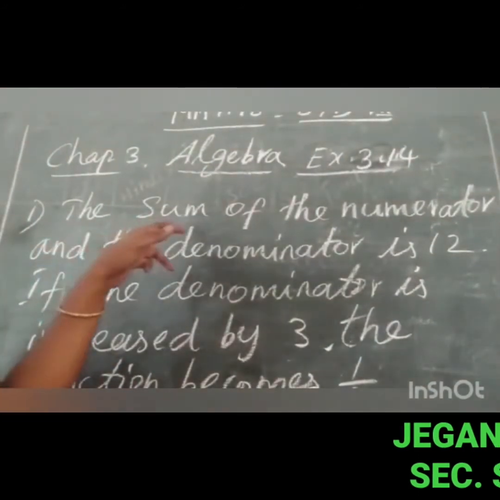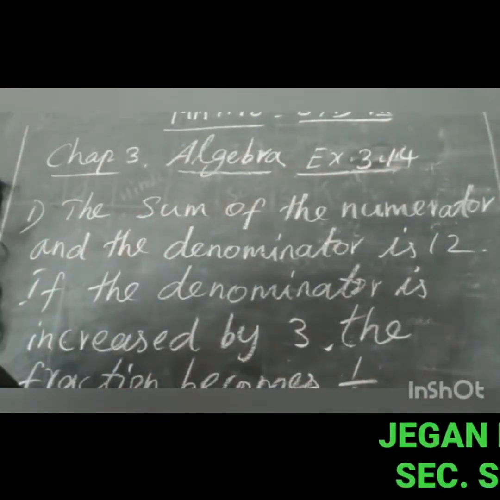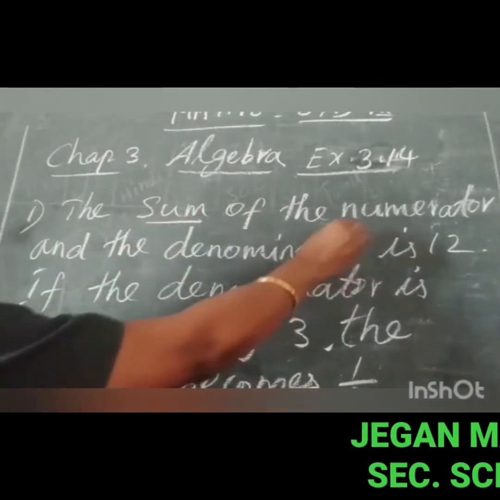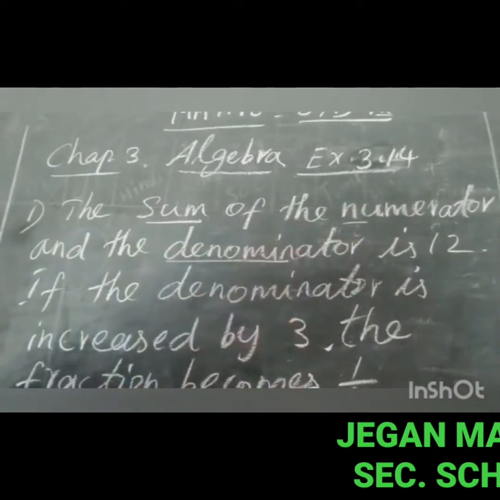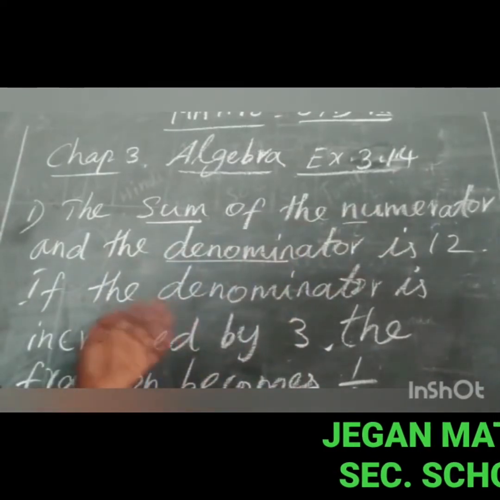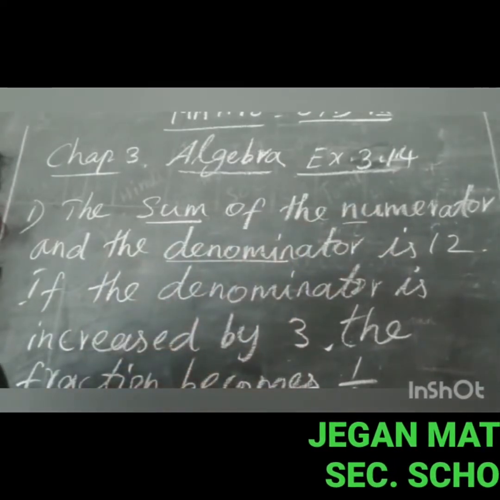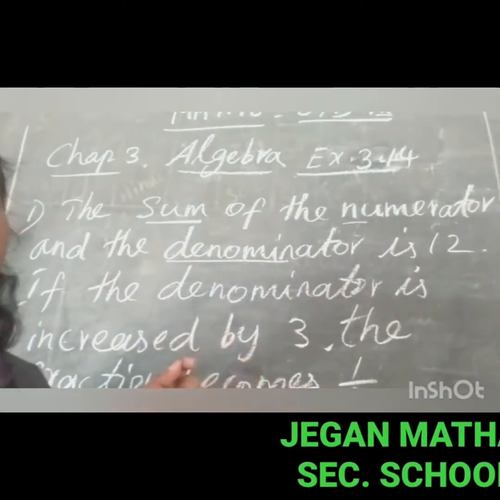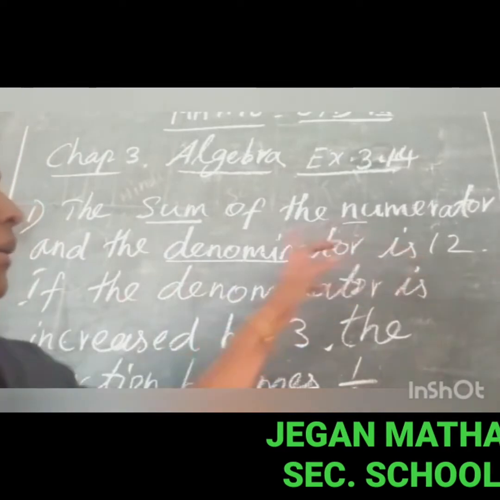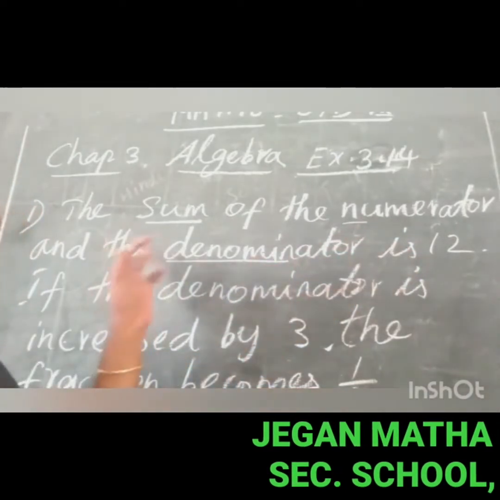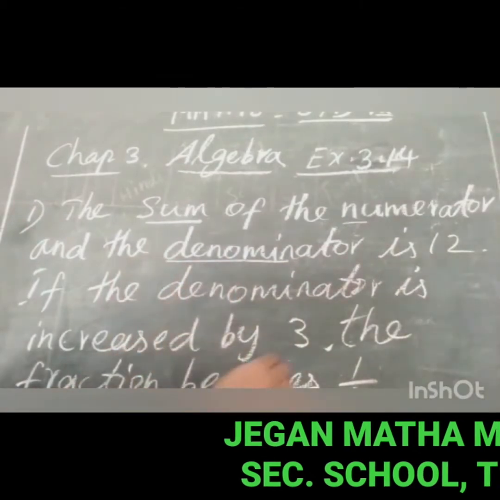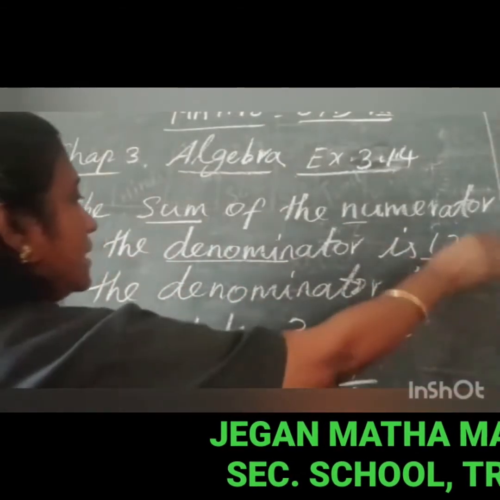The sum of the numerator, okay, the total sum means what? The sum of the numerator and the denominator, that is given in the fraction. In that fraction, you know already from the lower classes that a fraction has two parts. What is the first part? The upper part is called the numerator, the down part is called the denominator. So the sum of the numerator and the denominator of a fraction is 12. That is given in the sum.